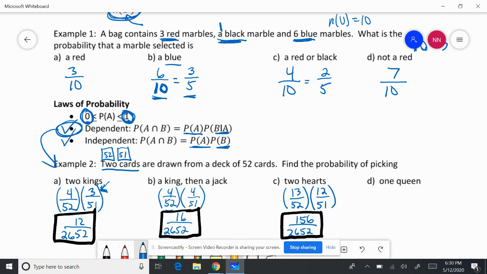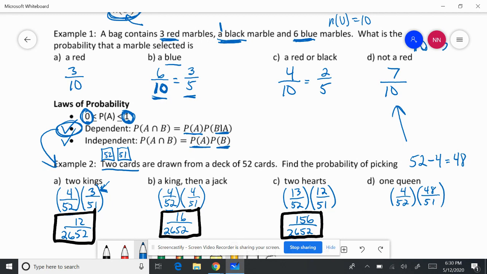Now with this next one, this is probably the most difficult because it says 1 queen. There's 2 reasons why this is difficult. All it tells us is 1 queen, so we know 4 out of 52. The problem is it doesn't tell us what the other card is. Now, if we only have 1 queen, then the other card is not a queen. So that's going back to what we did on the last one. There are 52 cards, and we know that there are 4 queens, and that means there are 48 cards that are not queens. So we have 48 out of 51.